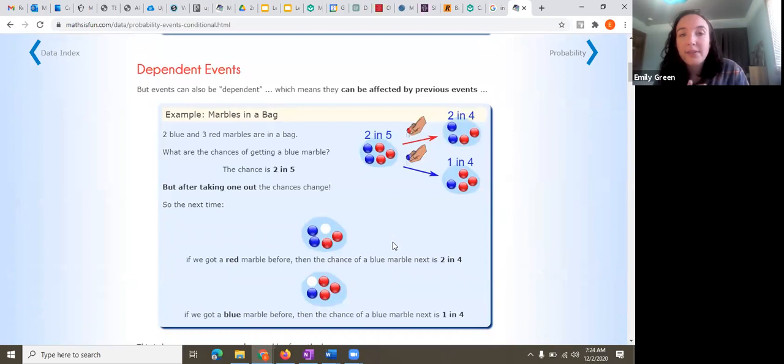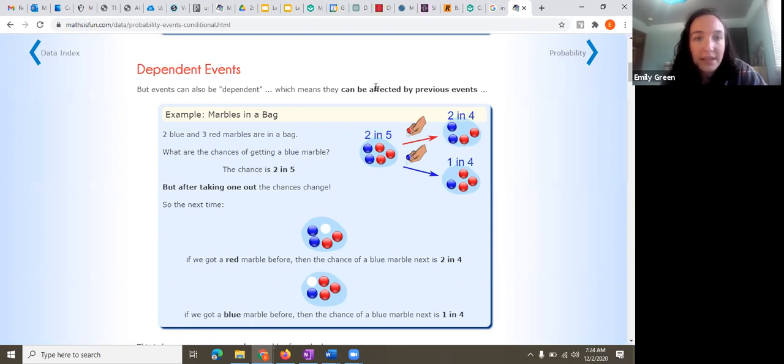Now, a dependent event is different because what happens the first time is going to impact what can happen the next time. So, for example, if you have a bag full of marbles, 2 are blue and 3 are red, and you pick one at random, well, you know that the chance of getting a blue marble is 2 out of 5, 2 divided by 5. But then if you want to know what's the chance of getting a blue marble the second time, that's going to change based on whether you got a blue marble the first time.